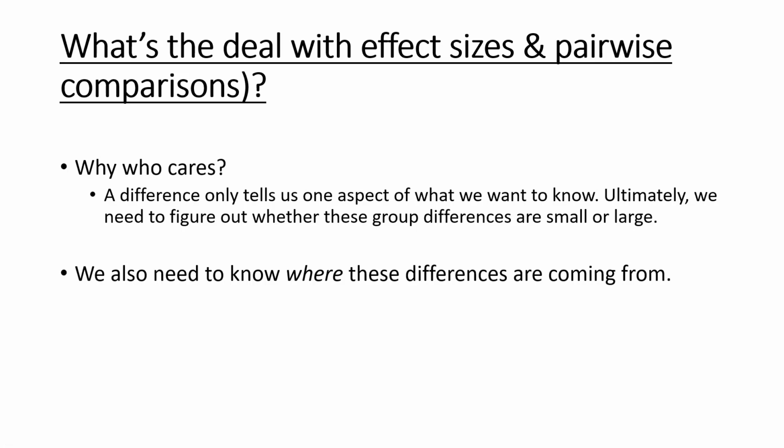Excuse this right parenthesis here, but who cares about effect sizes? Well, we need to figure out whether these group differences are large or small. We know the result is significant, so we know there's a difference, but that only tells us one thing. We also need to know where these differences are coming from. Within the levels of the independent variable, 5-year-olds, 6-year-olds, and 7-year-olds, is it between 5-year-olds and 6-year-olds? Between 5-year-olds and 7-year-olds? Between 6-year-olds and 7-year-olds? We don't know.